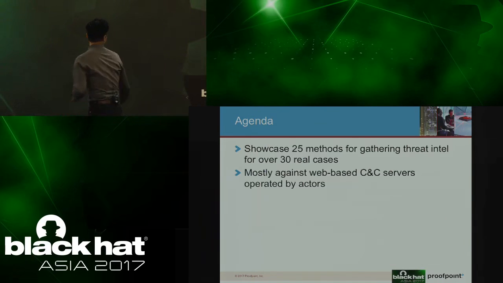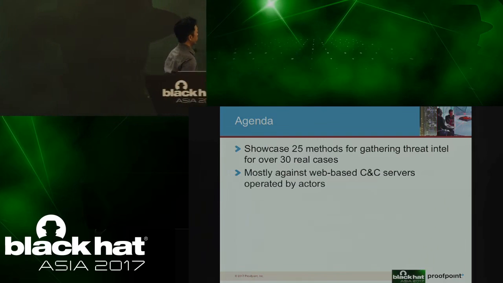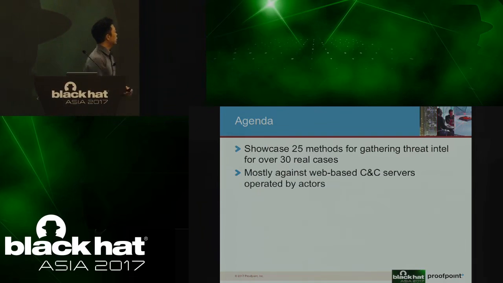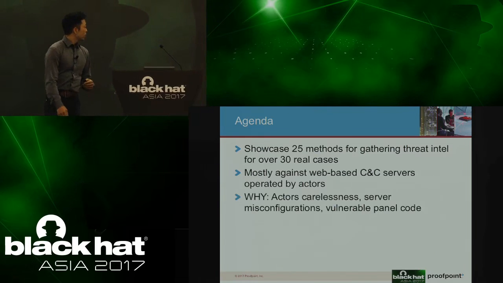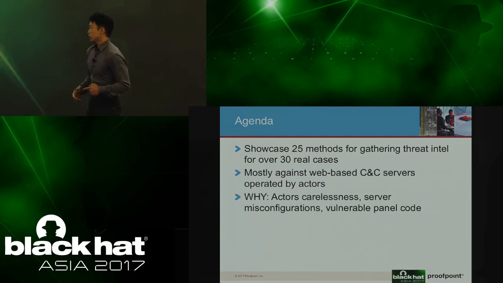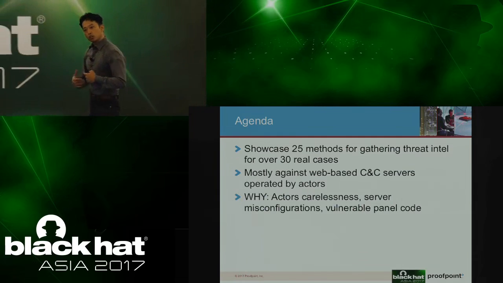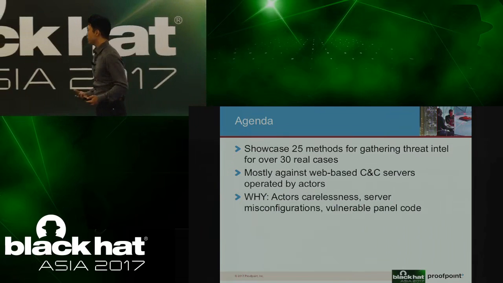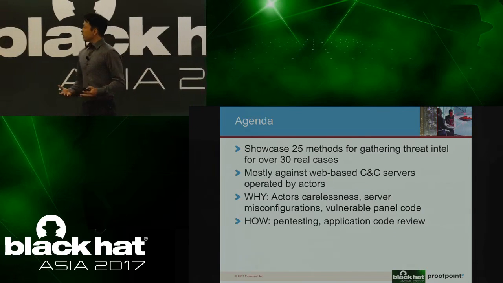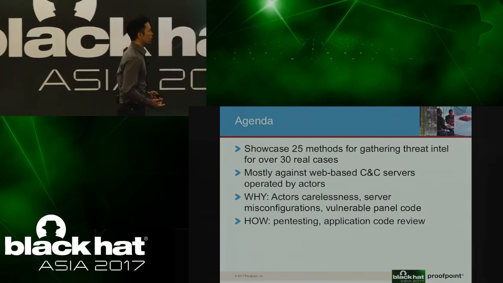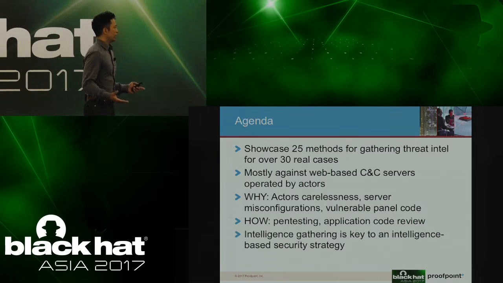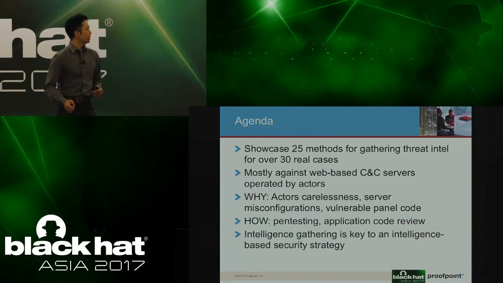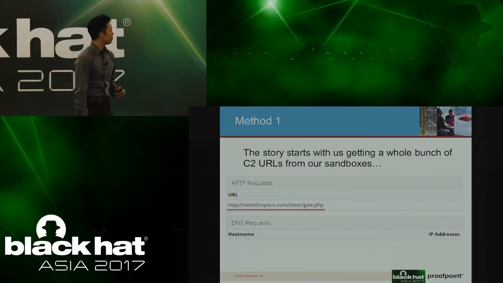We showcase 25 methods for gathering threat intel for over 30 real cases, mostly against web-based command and control servers operated by actors. And why are we able to do it? Because actors are quite careless with their server configuration and with the way they write their code. How do we do it? Pen testing, application code review. And finally, we'll show that intelligence gathering is key to an intelligence-based security strategy and make a conclusion. All right, on to method one.